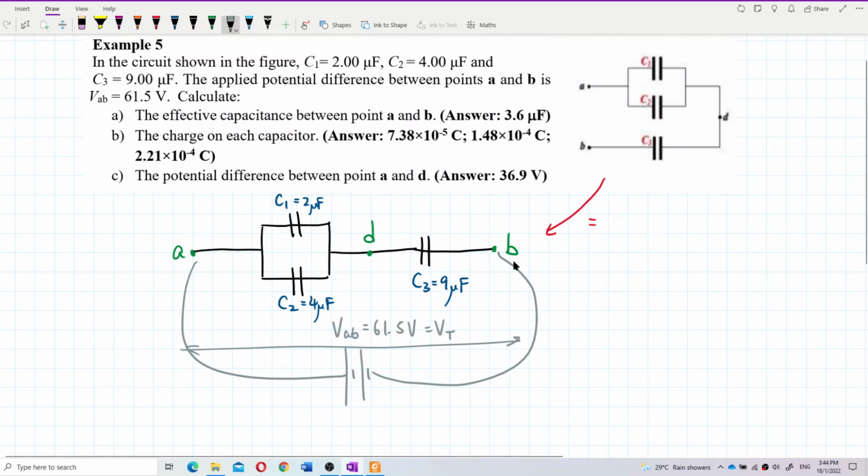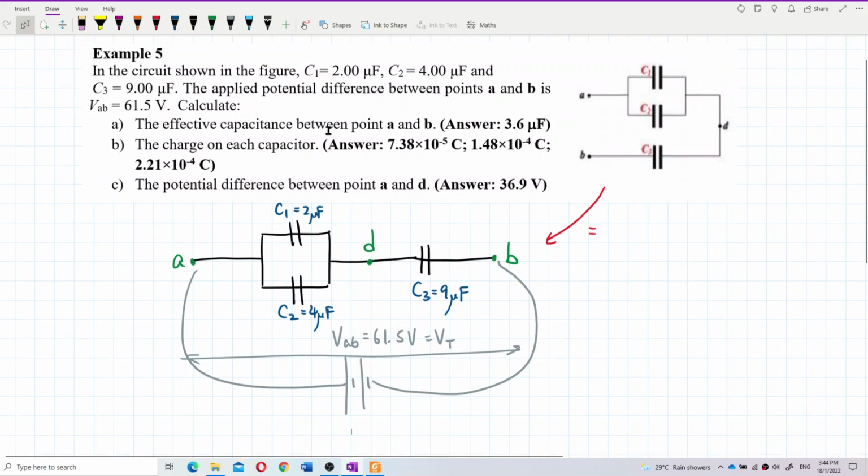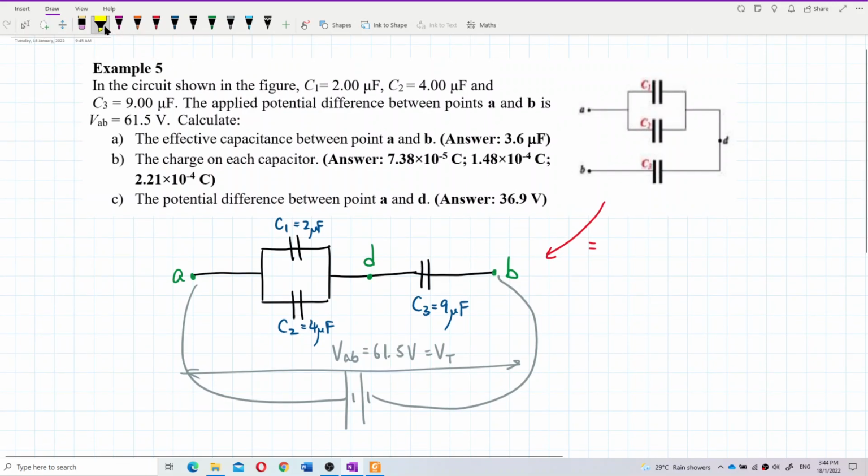Or we can also say this VAB is actually the... hold on a second, later I will tell you. If you look at question A, he asks for effective capacitance. Normally this is the first step. Sometimes he uses the word equivalent. Effective, equivalent is the same. It's the total capacitance. Equivalent capacitance is the same as effective capacitance.